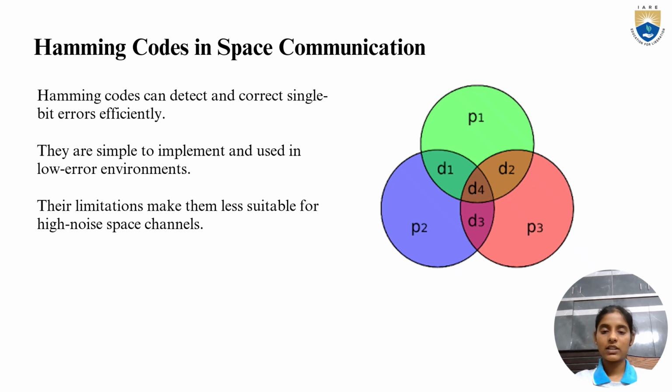Hamming codes in space communication. Hamming codes can detect and correct single-bit errors efficiently. Hamming codes are a type of error-correcting code used in space communication to detect and correct single-bit errors.